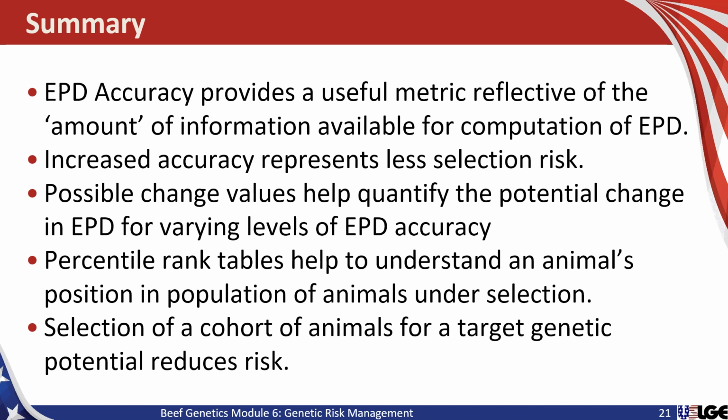Lastly here, percentile rank tables help us understand an animal's position in the population of animals that are available or under selection. It helps us scale and understand, is this animal an elite animal in the population or a very inferior one, or is he close to the average? Lastly here, the selection of cohorts of animals for our target level of genetic potential also helps reduce risk by decreasing the opportunity of change in the mean value of the EPDs of the bulls turned out.